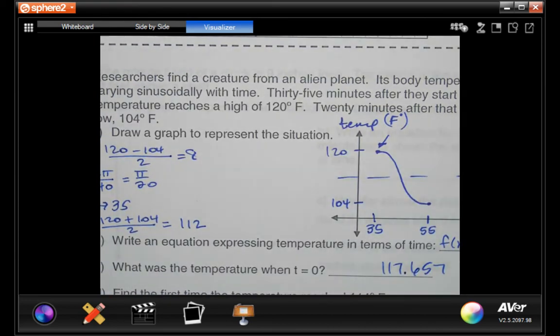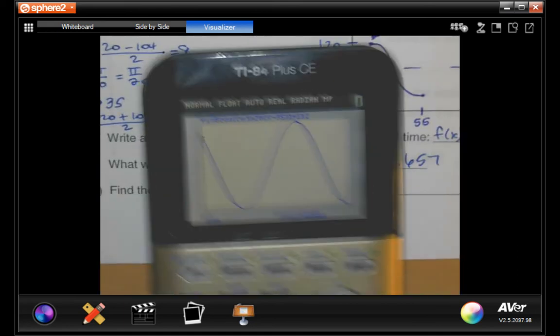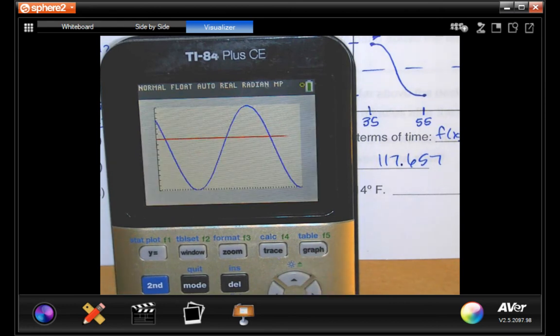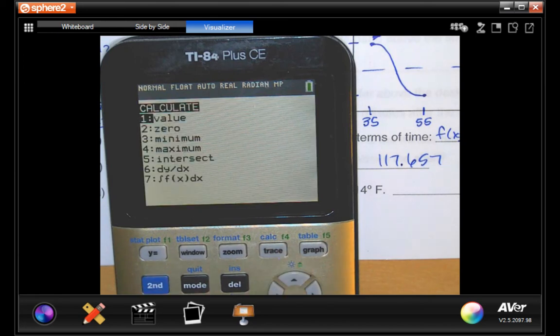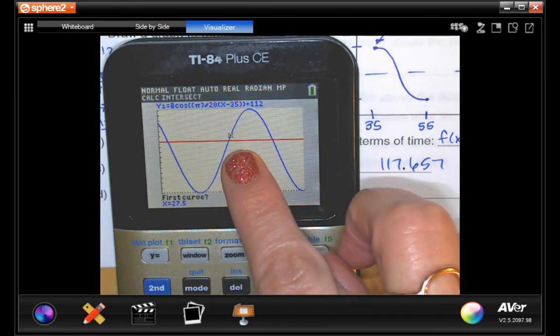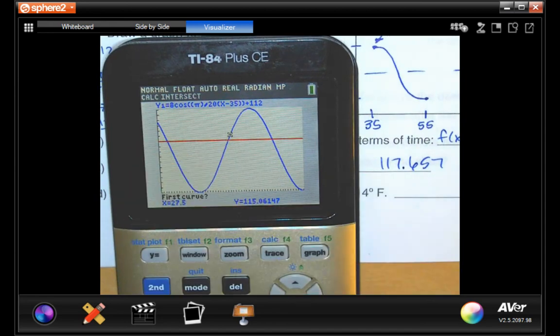All right. And then D says find the time when the temperature reached 114 the first time. That can be the intersect. Yes. So we go back to y equals, type in 114, and we're looking for the intersection. Now, when we graph this, we have 3 different intersections. Which one does it want? The first one. So second trace, intersect. If I just start hitting enter right here, it's going to give me this intersection. I don't want this one, I want this one. So you have to move your cursor over.